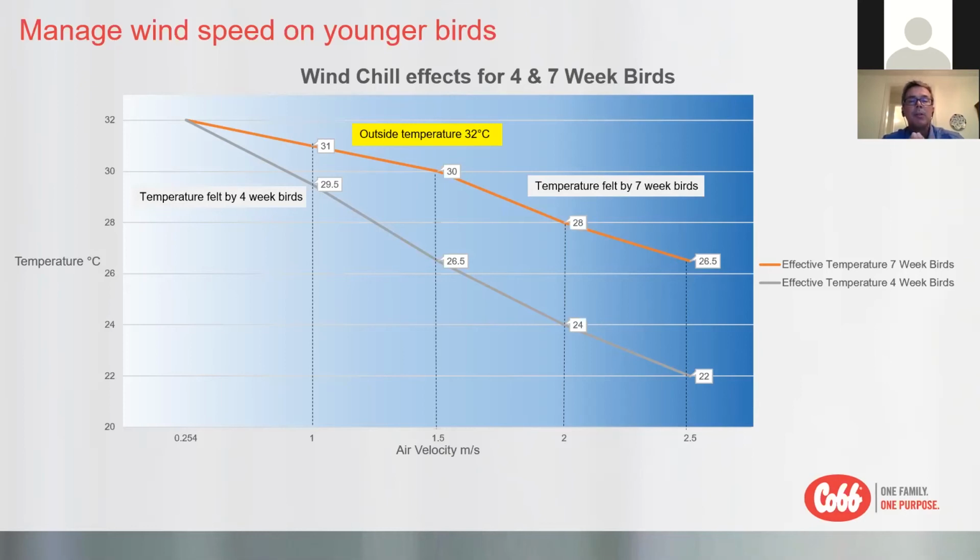But what wind chill effectively is, there's going to be a difference between the wind chill effect for younger birds versus older birds. The data I have in front of me is the wind chill effects for a 4-week versus a 7-week bird. The surrounding temperature of the bird in this situation is 32 degrees Celsius. So for a 4-week bird at 2.5 meters per second, their perceived temperature is somewhere close to 22. But the same bird at 7 weeks, that perceived temperature is somewhere close to 26.5. So as the birds age, their wind chill effect is less.